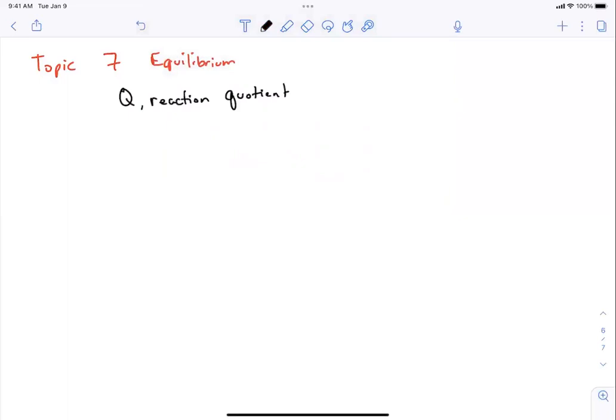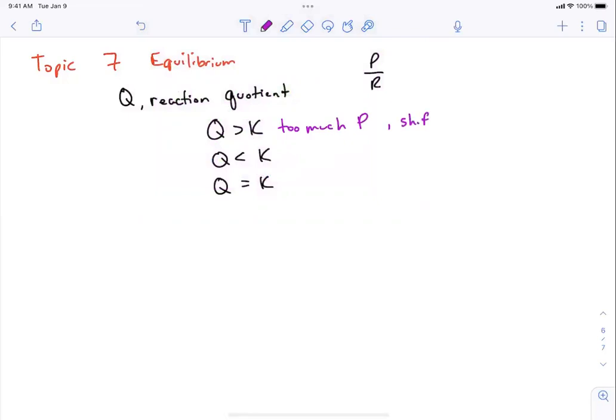Q, the reaction quotient. This tells you which way the reaction needs to shift to reach equilibrium. So Q might be greater than K, Q might be less than K, Q might be equal to K. What you need to remember is that the main idea of equilibrium is products over reactants. Whether it's Q or K, it's products over reactants. So if Q is greater than K, you have too much products because your ratio is too high. So it shifts to the reactants. Let me write reactants so it's not confusing, because I could definitely understand why you see R and think right.